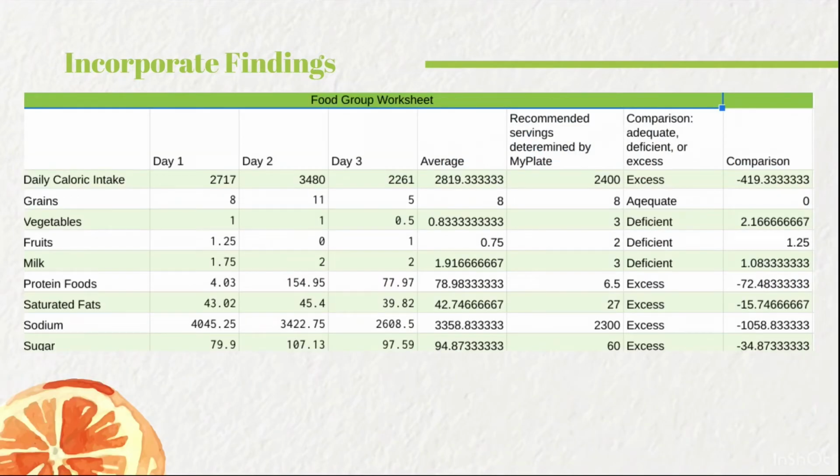So for the food group worksheet, we could see that they were in excess of their daily caloric intake. They were adequate with grains. In vegetables, fruits, and milk, we could see that they're deficient, and they are in excess of protein foods, saturated fats, sodium, and sugar.